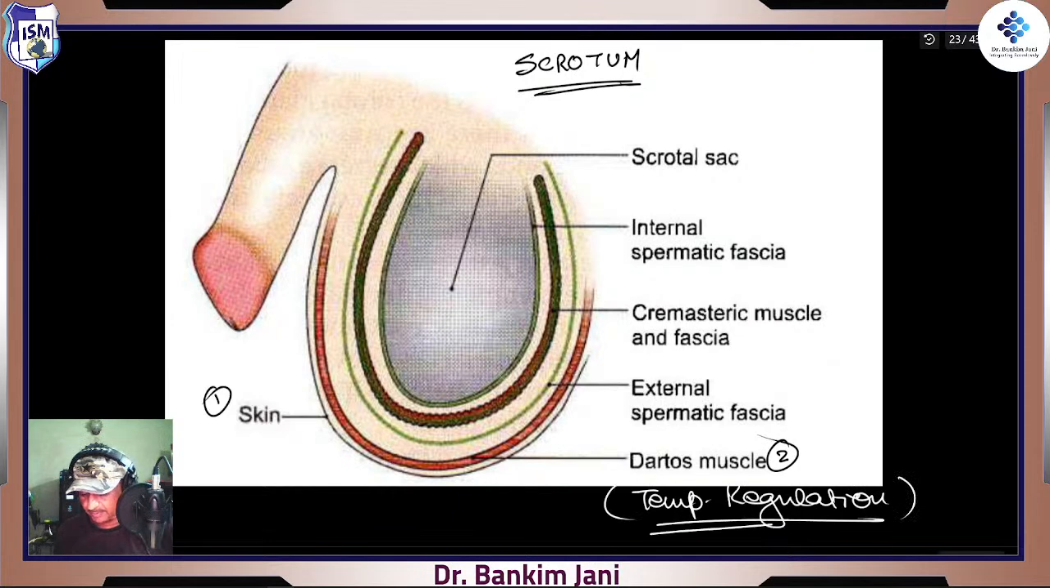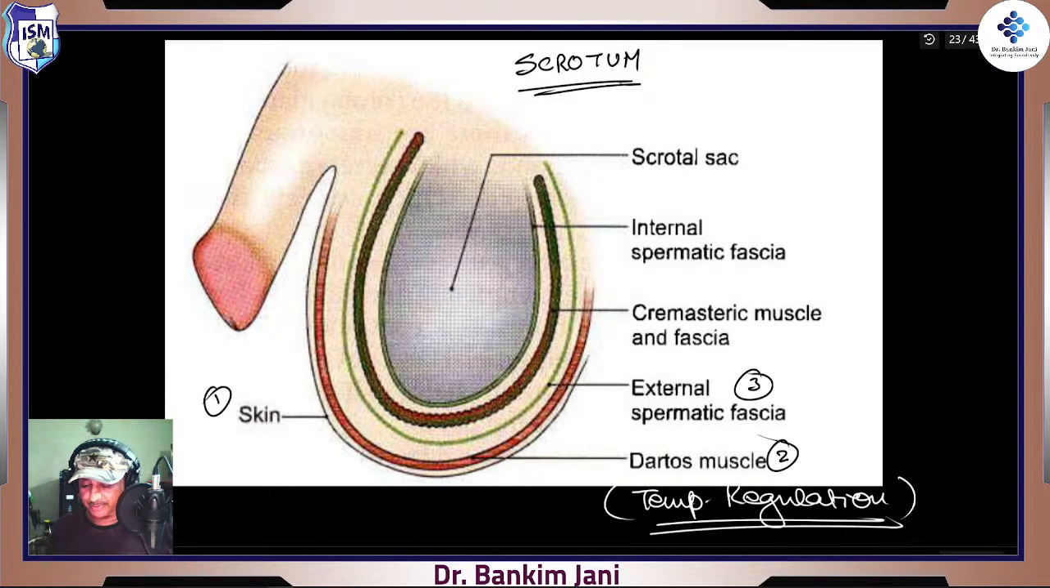This is the major reason why in extreme temperatures the scrotum either shrinks or dilates. So there is change in the size of the scrotum because of the temperature. This is because the dartos muscle is in action. It is doing just one thing, protecting the testes and keeping them at their optimal temperature for spermatogenesis to continue.